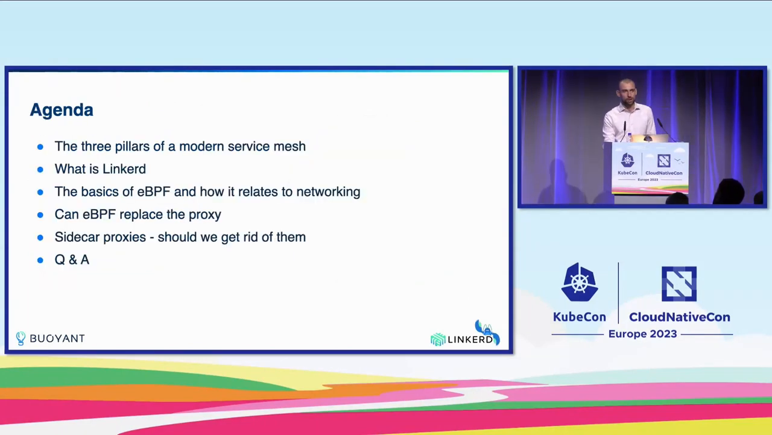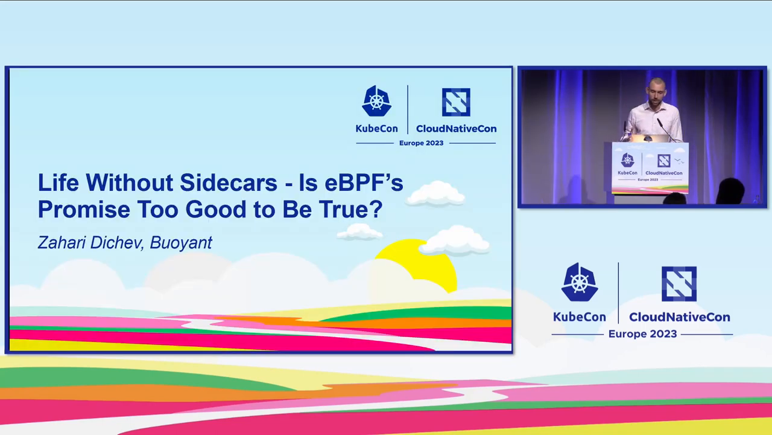So the agenda of this talk is quite packed. I hope we have enough time to cover everything. First of all, we are going to focus on what a service mesh is and why you might need one. We're going to look at the three main pieces of functionality that a service mesh provides. Then we're going to take a look at what Linkerd is. We're also going to explore and give a bit of an overview of eBPF, and in particular how it relates to cloud native networking. Then we're going to ask ourselves whether eBPF can actually replace the sidecar in a service mesh. And we are also going to evaluate a couple of other models that are being used in production.